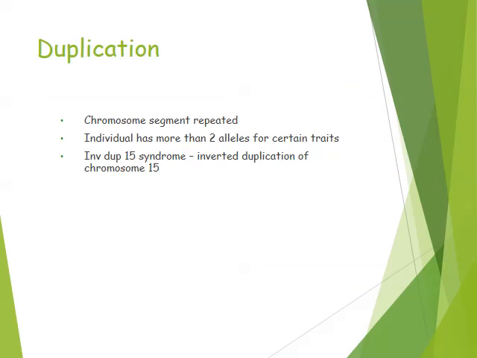A duplication is where a chromosomal segment is repeated. The individual therefore has more than two alleles for a certain trait. The idic(15), or isodicentric 15 duplication, is an inverted duplication on the 15th chromosome. This specific region, called 15q11-q13, is known for its instability. It's highly susceptible to rearrangement. Children who have this disorder display low muscle tone, developmental delay, intellectual disabilities, and may have epilepsy or be autistic.